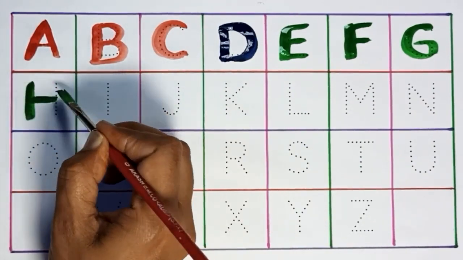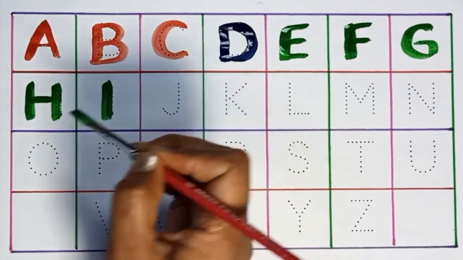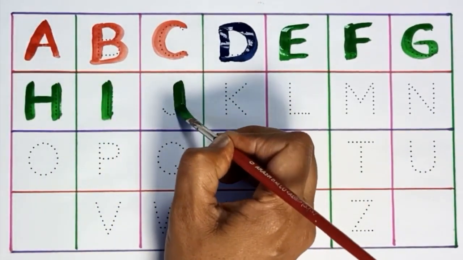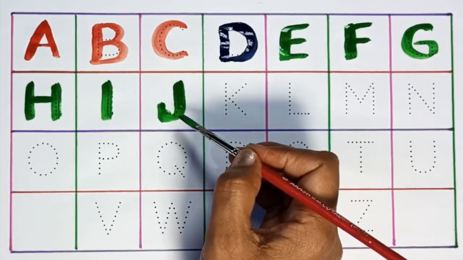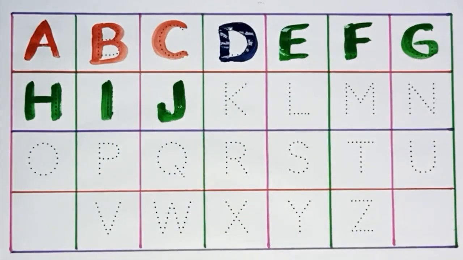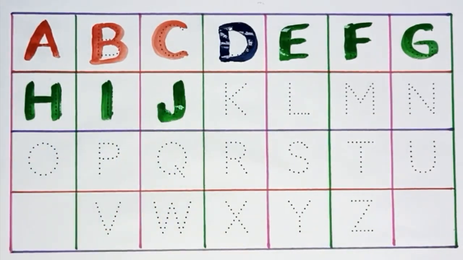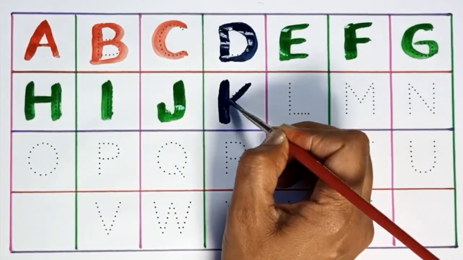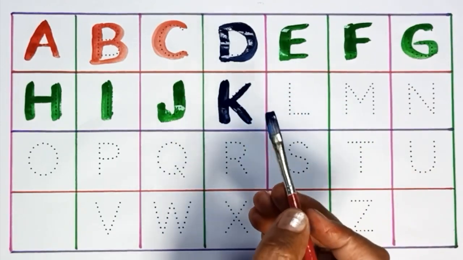H. H for hen. I. I for ice cream. J. J for jug. Green color. K. K for kite. Blue color. Dark blue color.